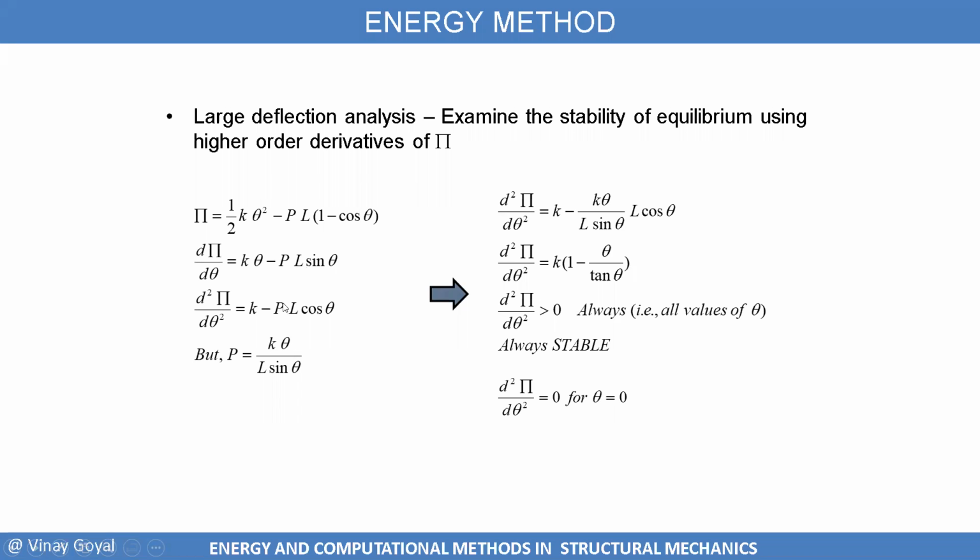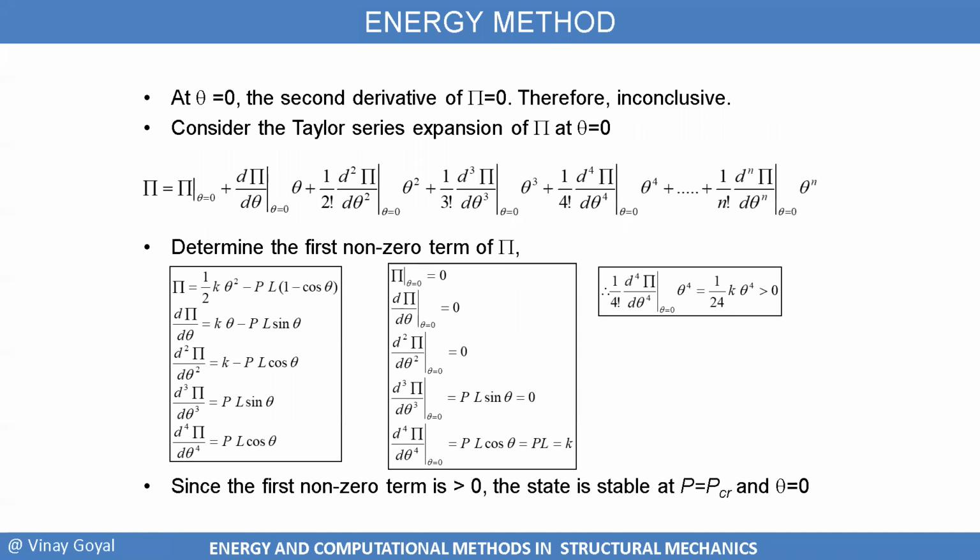So I can plug that in here at buckling, and then I get k times 1 minus theta divided by tangent theta. But for any value of theta, this is greater than 0, so you're always stable. This is always stable. And then when theta is 0, you get the second derivative of pi with respect to theta squared is 0 for theta 0. So at that particular point, it is inconclusive. But at values larger than theta, you can see that's greater than 0 for sure.